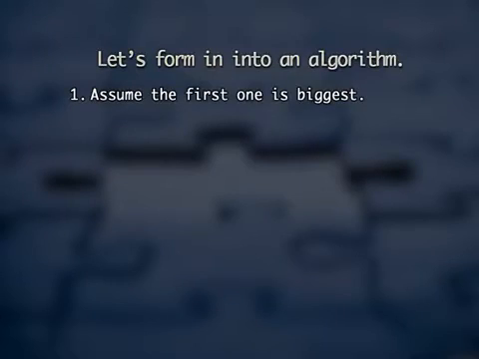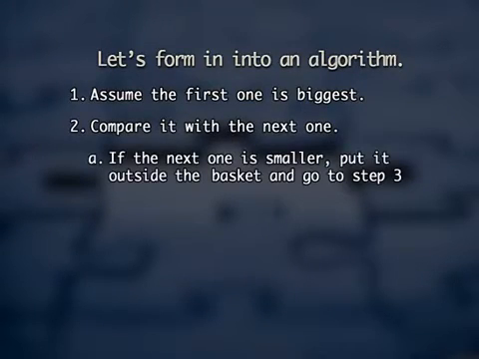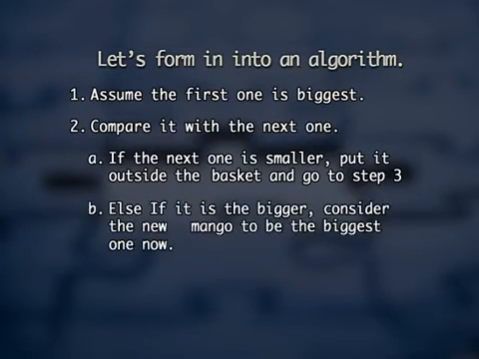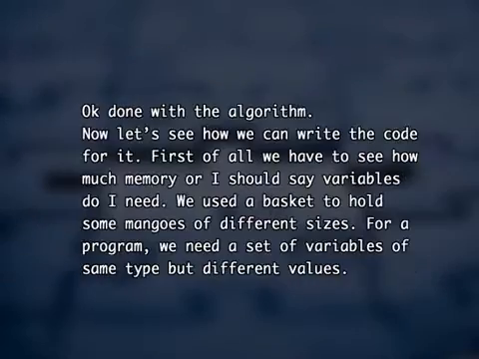Assume the first one is the biggest. Compare it with the next one. If the next one is smaller, put it outside the basket and go to step 3. Else, if this is the bigger, consider the new mango to be the biggest one. Repeat step 2 until the basket is empty. Okay, done with the algorithm. Now let's see how we can write the code for this.